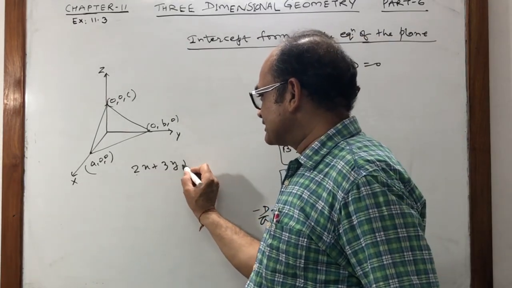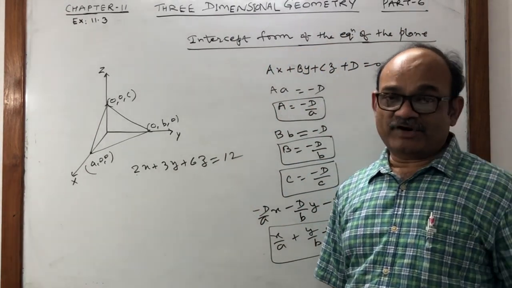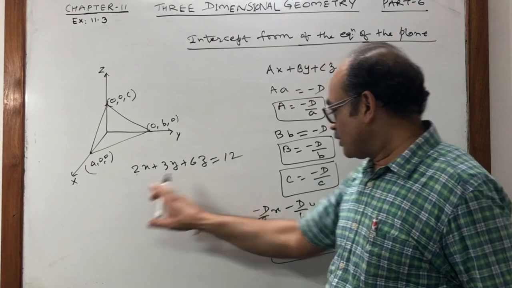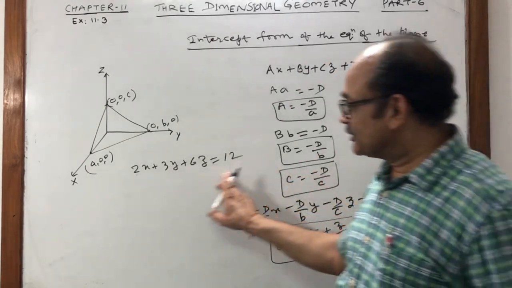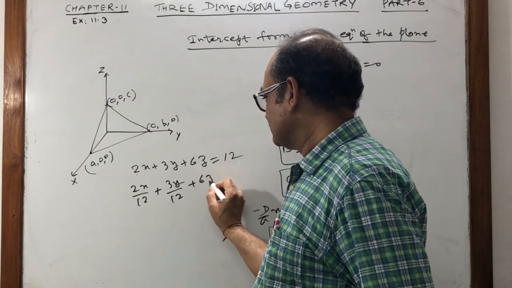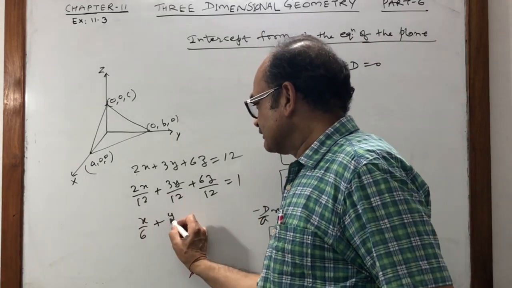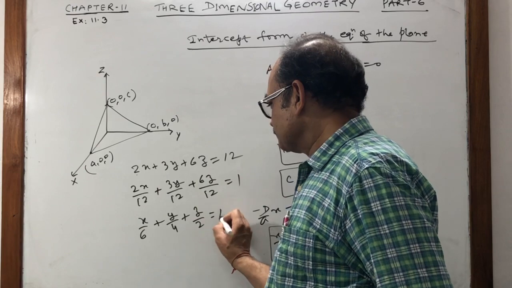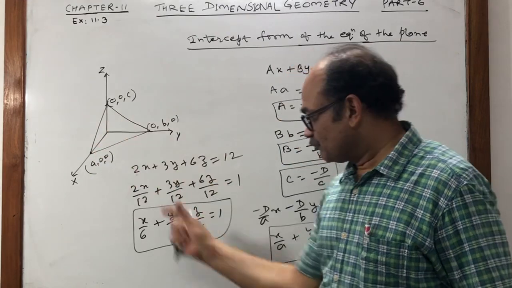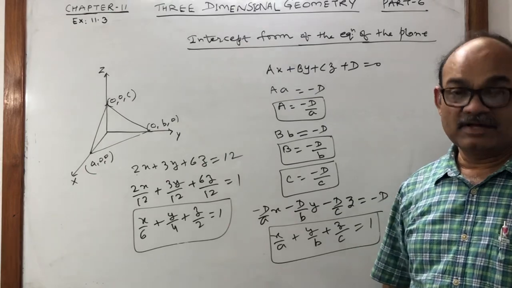2x plus 3y plus 6z equals to 12 is the given plane. The question is, find the intercepts on the x-axis, y-axis and z-axis. So simply, first we want 1 on the right hand side. So divide the whole equation by 12: 12, 12 and 12. So x by 6, y by 4, z by 2 is the intercept form. So what is the x intercept? 6. What is the y intercept? 4. What is the z intercept? 2. Answer.